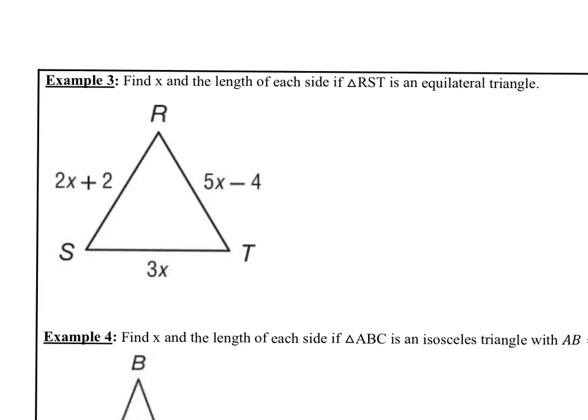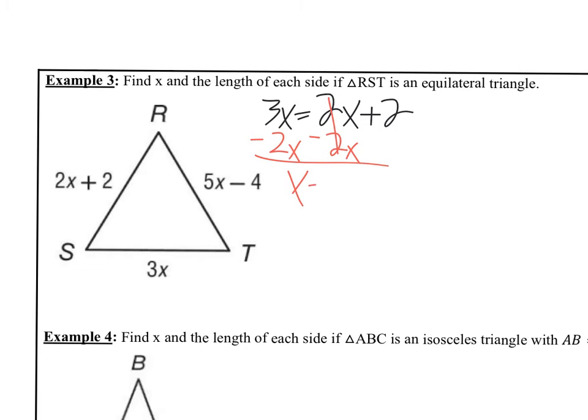Here in example 3, I'm going to find x and the length of each side if RST is an equilateral triangle. So if it's equilateral, that means all 3 sides are equal to each other. So to solve this, you can pick any 2 sides and set them equal to one another. So I'll just pick these 2 sides. So setting 3x equal to 2x plus 2, I can minus 2x to the other side. 3x minus 2x is x. That makes x equal to 2.